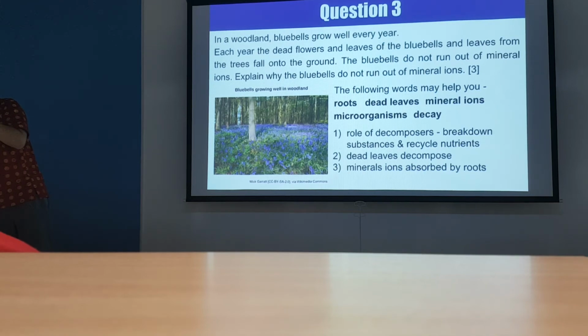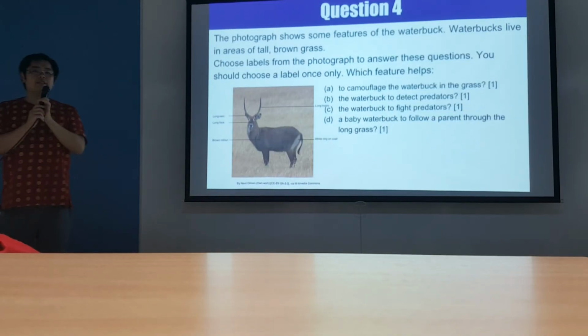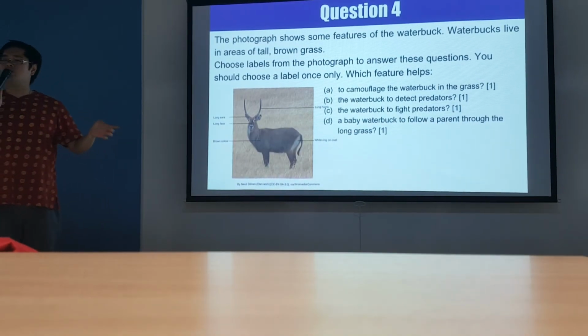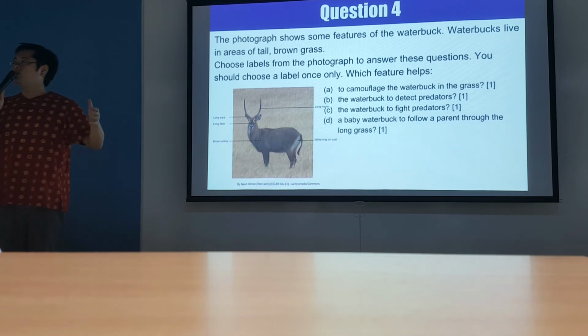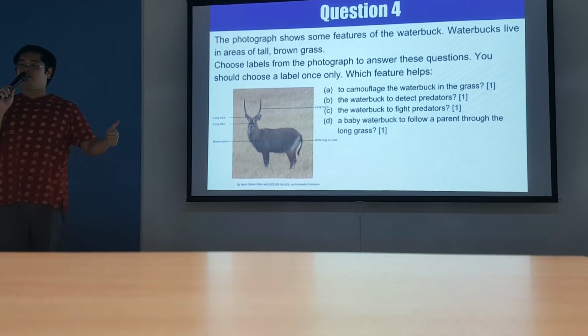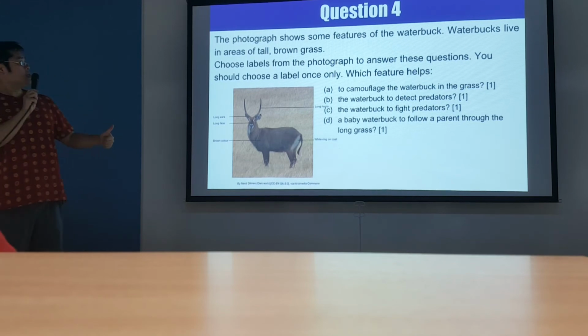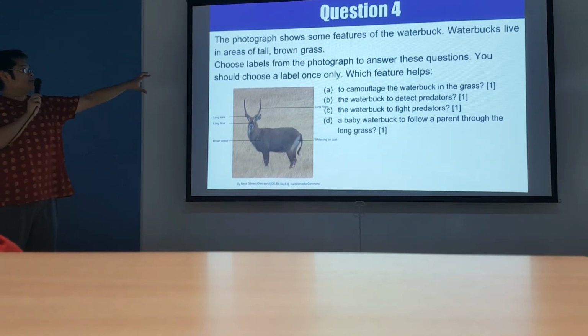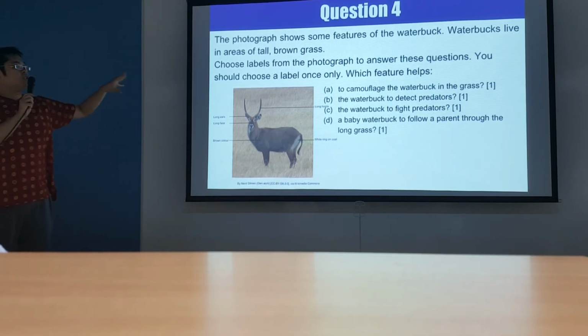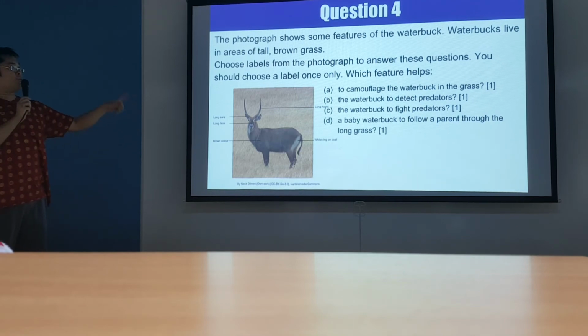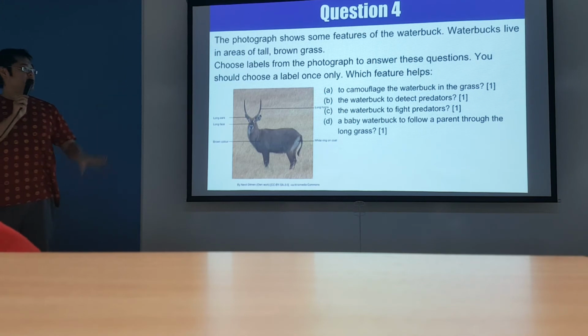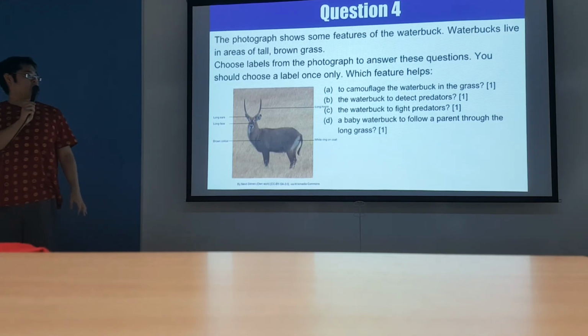This is the last one. Again, this is one of the styles of questions where you need to understand your concept. So, number one, listen up here. They have given you again the preamble. You need to choose the labels from the photograph to answer questions and only use each once. Which feature helps to camouflage the water bug in the grass?